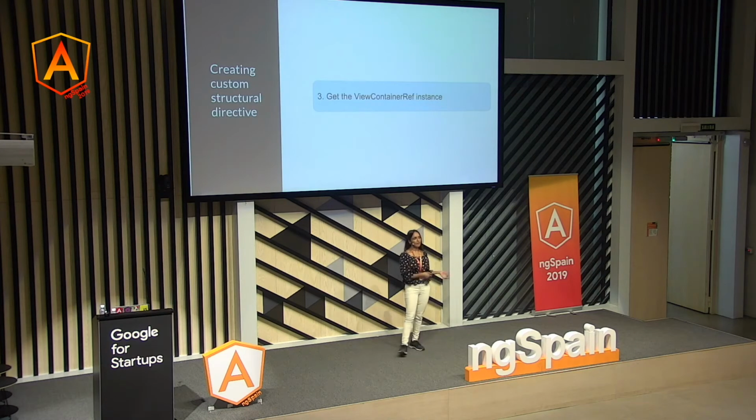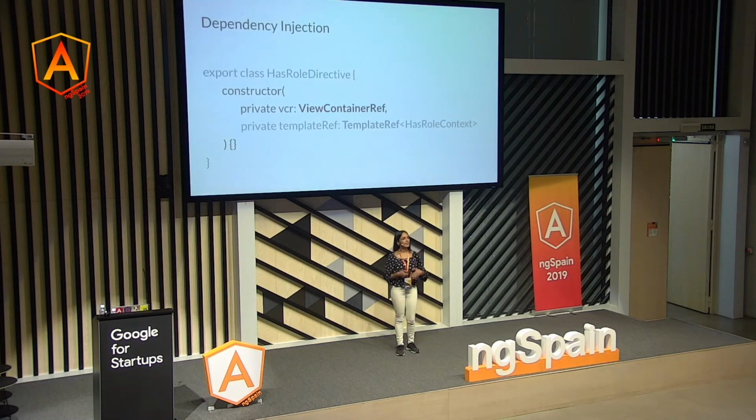OK, so now we've got a reference to the template. So in our structural directive, we know what embedded view to create. We need a way to know where to create this embedded view, where to insert it. So remember, the embedded views are going to be inserted into a component view. So we need a way to be able to know where exactly to insert this. So the ViewContainerRef API is what lets us do that. And again, we can access the ViewContainerRef through dependency injection.